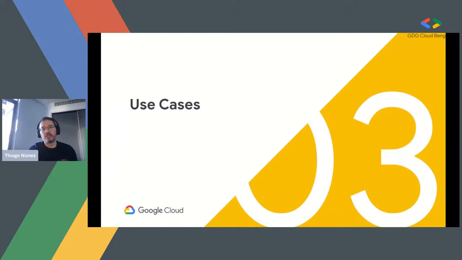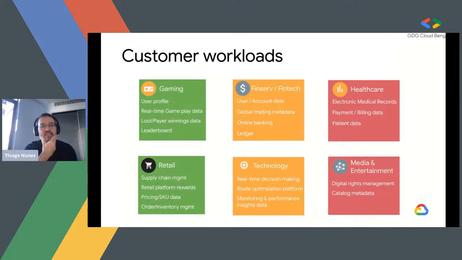Okay. So now let's take a look at some of the use cases and how our customers use Spanner. So basically, we have customers in several different areas. We have customers in gaming, fintech, healthcare, retail, technology, media, and entertainment here. I'm going to focus on gaming because I think it's a very interesting usage of Spanner.